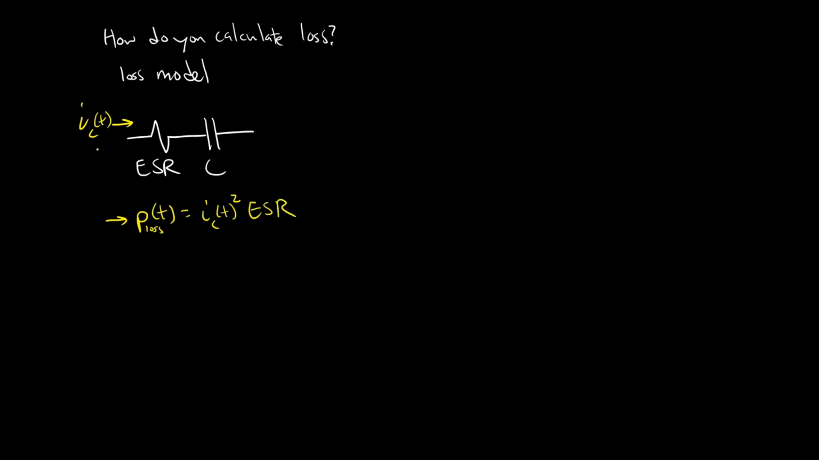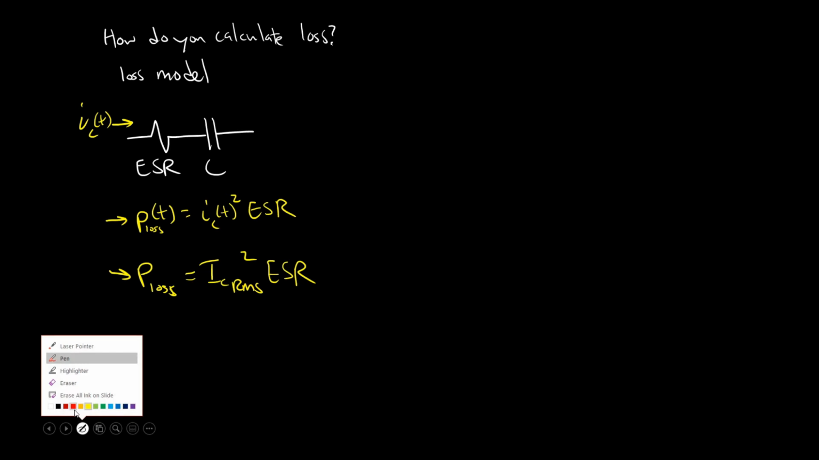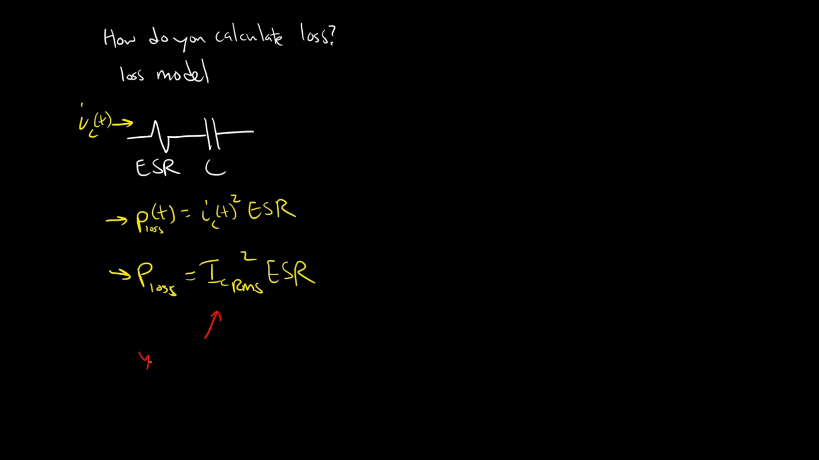Right, and so this is a time varying function, and it turns out that when you want to calculate loss with time varying functions and resistors, what you should use is the RMS. So the capital P loss, the non-time varying loss, is IC RMS squared times ESR. Right, so what I'm saying with this is you have to look at the cap current waveform.